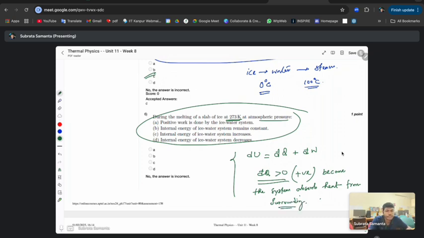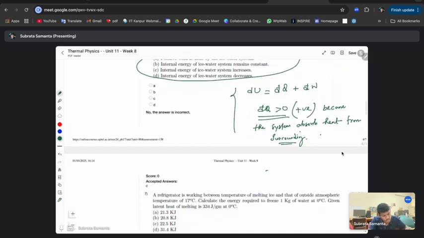Yes. Sorry, can you repeat this? 2.303 log base 10 x over y.